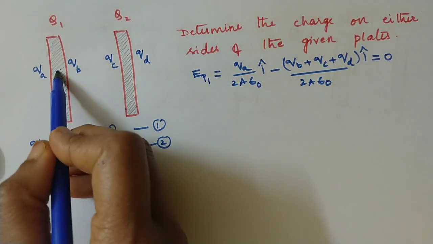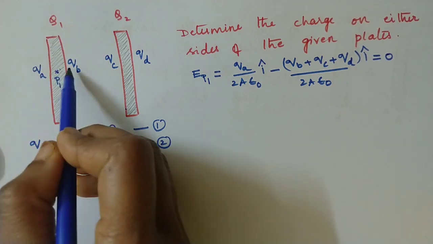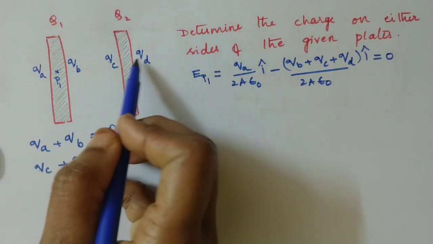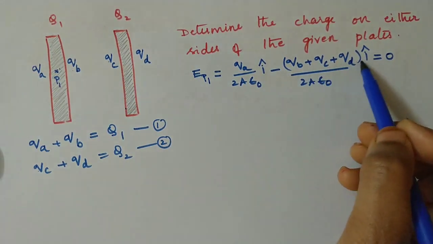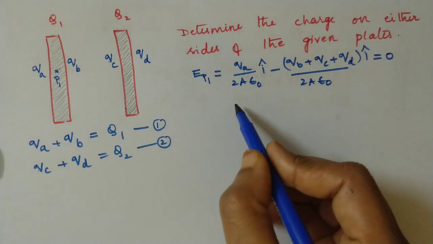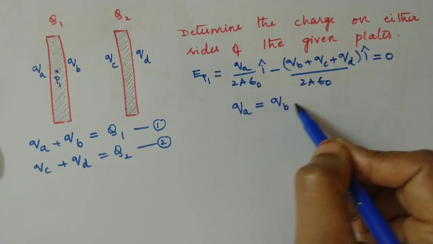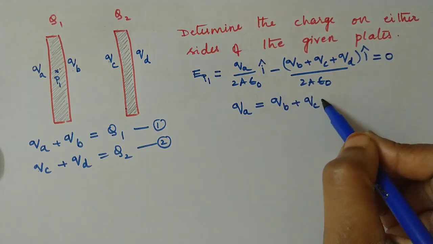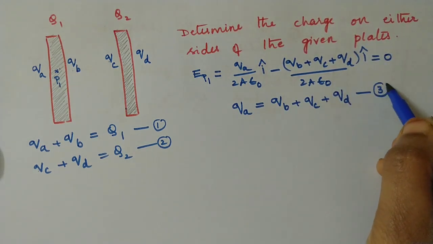I repeat, at point P1, the field produced by the charges on the left side should be cancelled by the field produced by all the charges on the right side. So I wrote the field produced by QA and the remaining fields should be 0. Implies QA is equal to QB plus QC plus QD. See, we have got the third relation.